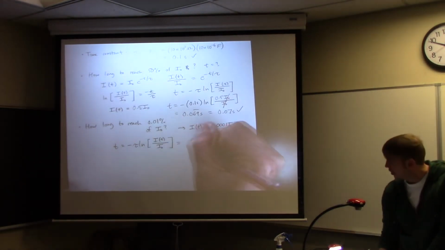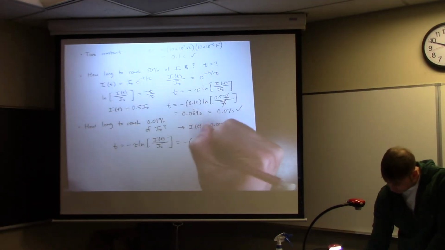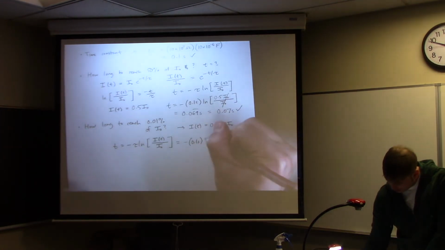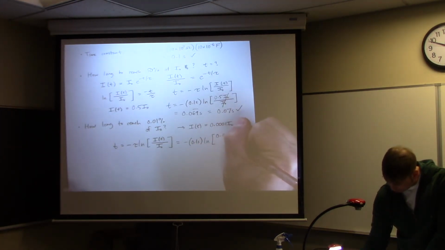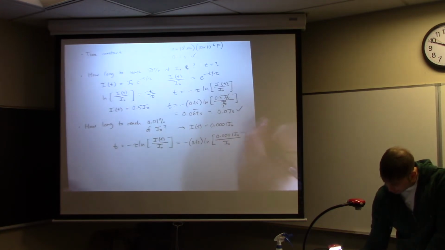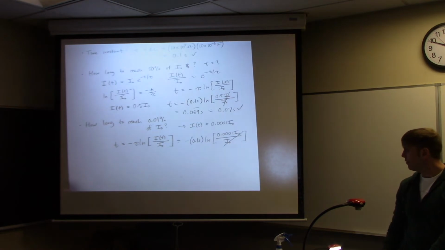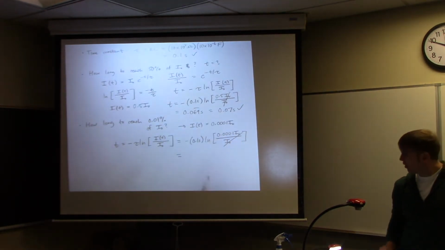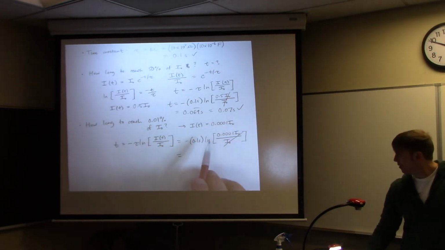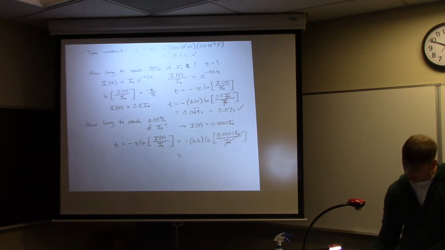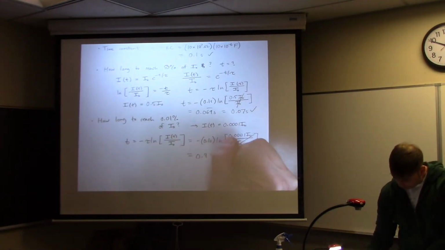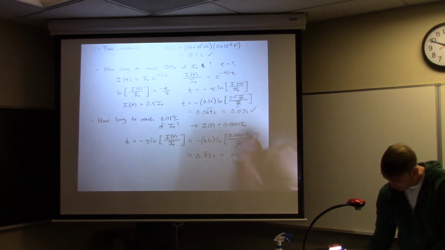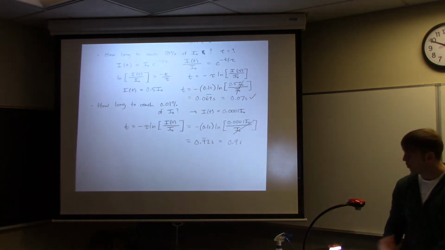So, plug in the numbers. We've got minus 0.1 seconds, that's tau, natural log, 0.0001 I naught, divided by I naught. Of course, whatever that max current value actually is, it doesn't matter, it just drops out. So to calculate, we're going to do minus 0.1 times the natural log of 0.0001. And this works out to 0.92 seconds. 0.9 seconds, I guess, if you want to round to 1 sig fig.